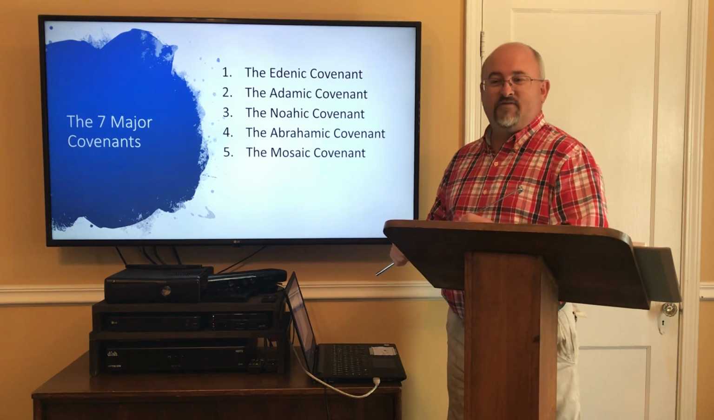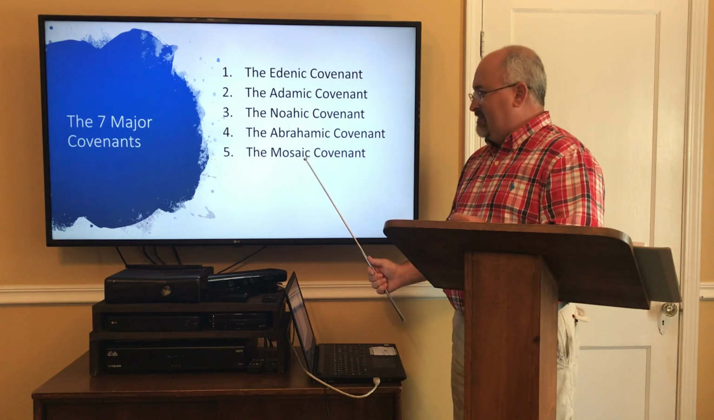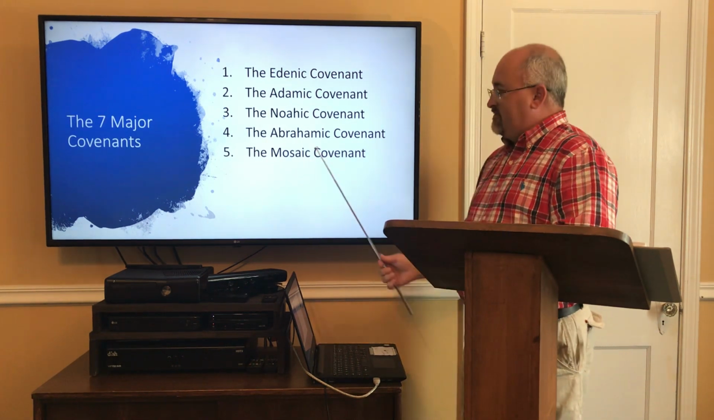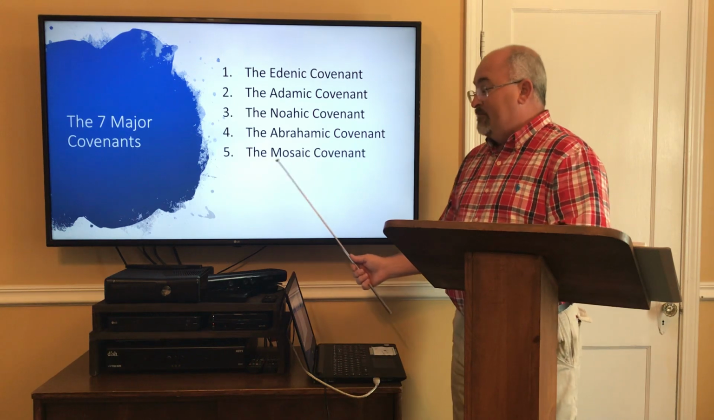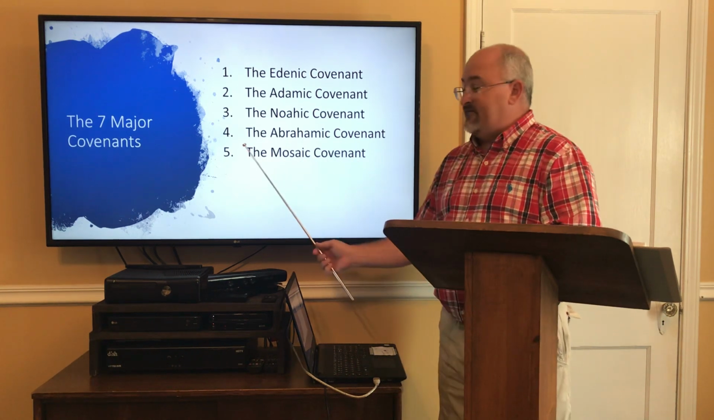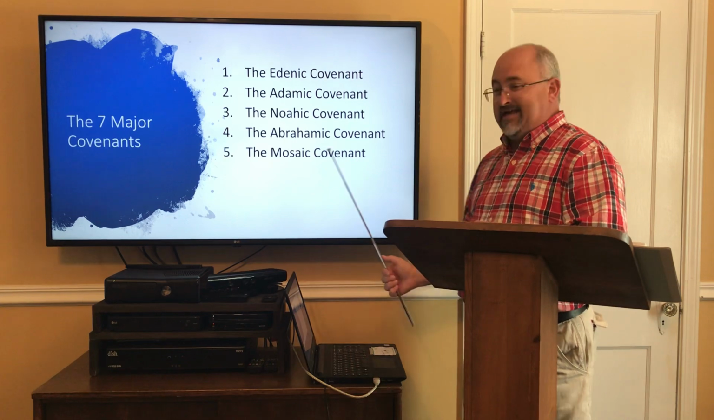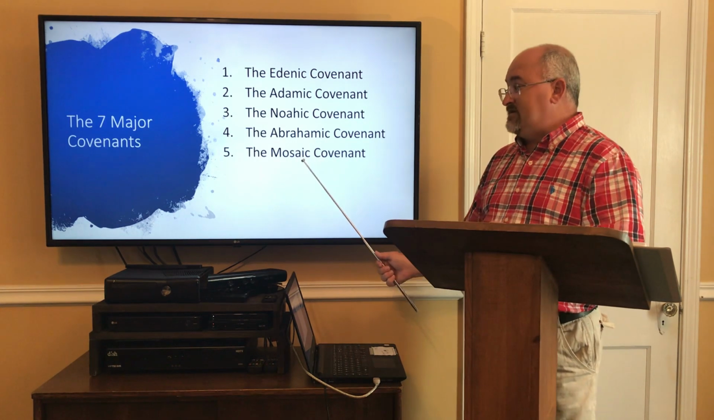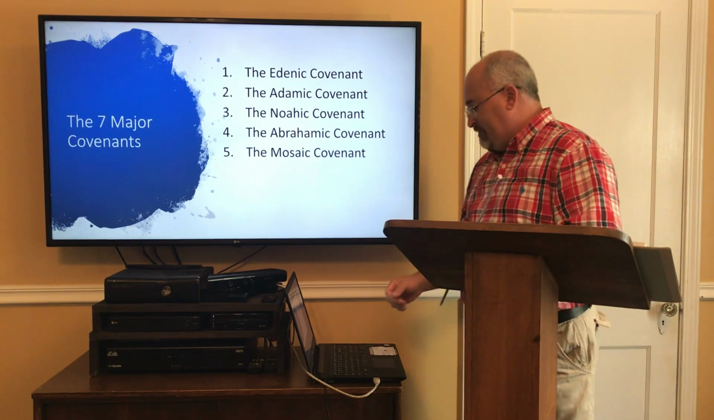What is the Mosaic covenant? Moses received this. The 10 Commandments constitutes the Mosaic covenant. Moses received the Mosaic covenant on Mount Sinai. But what we need to know is God first audibly spoke the 10 Commandments to the children of Israel. He made this covenant through his voice to the children of Israel.